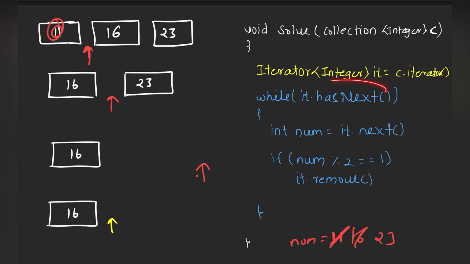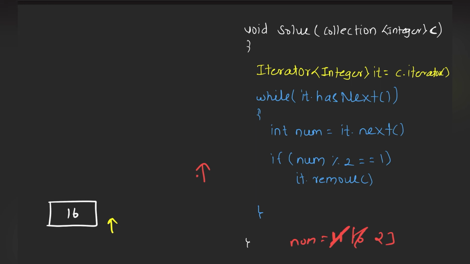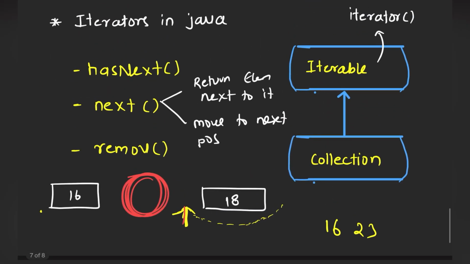Now again I check hasNext. Do I have an element next to my iterator? No. Therefore, it will return false and will come out of this loop. And at the end, my final answer will be this one, that is 16 only. So I hope you understood the working of iterators. This is really simple. It has only three functions: hasNext, next and remove.